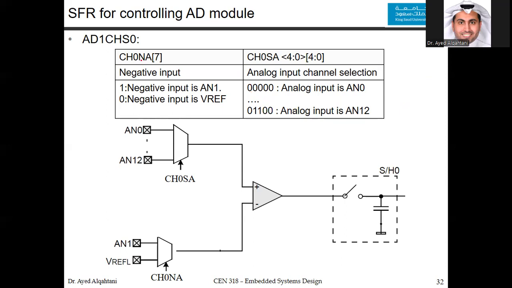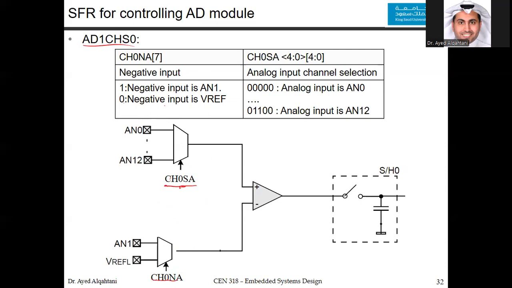Now, for the negative input, or the negative analog input, you have either 0 or 1. If it is 0, then you use the VREF, which is usually connected to the ground. If it is 1, then you use a negative input that is connected to AN1. That's for the 2 selectors. So for this special function register, you just specify the selections for these values.